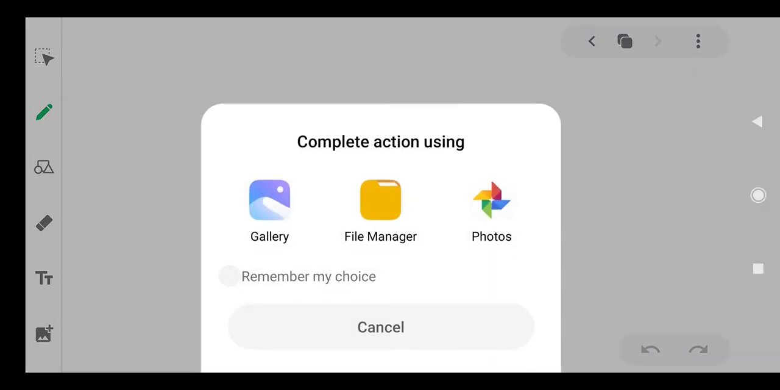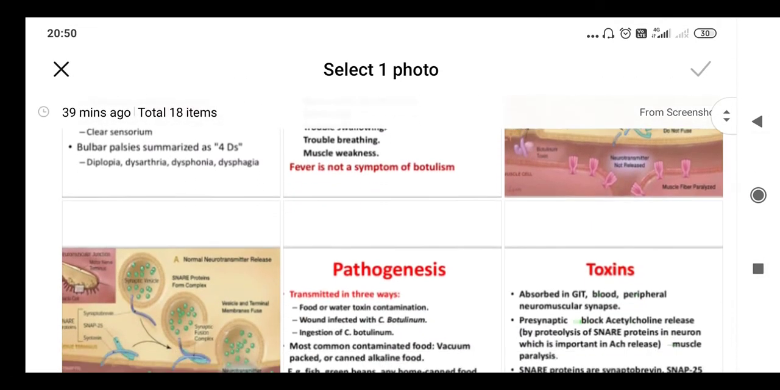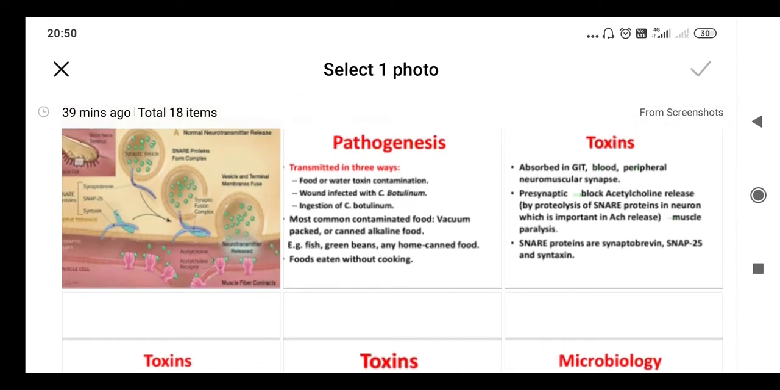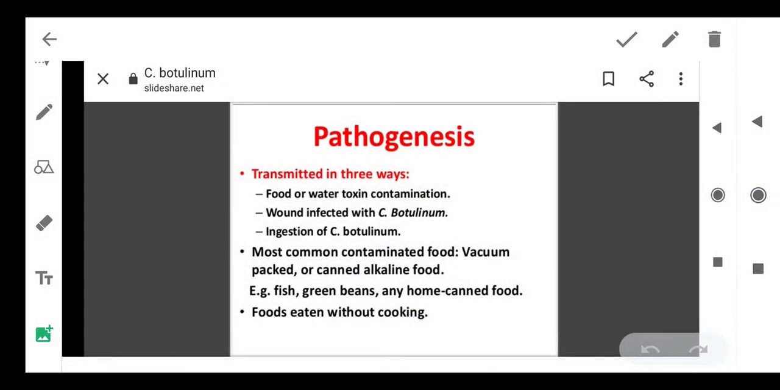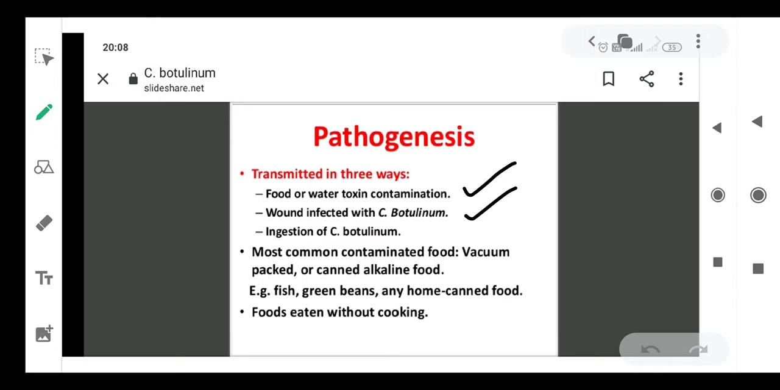Next, the pathogenesis of Clostridium botulinum. How does it enter? It enters through food and water, which we call the feco-oral route. It comes out by the feces and enters through the oral route. Wounds infected with C. botulinum, or ingestion of C. botulinum by any cause, can also result in disease. Most important is canned food, which you cannot forget.